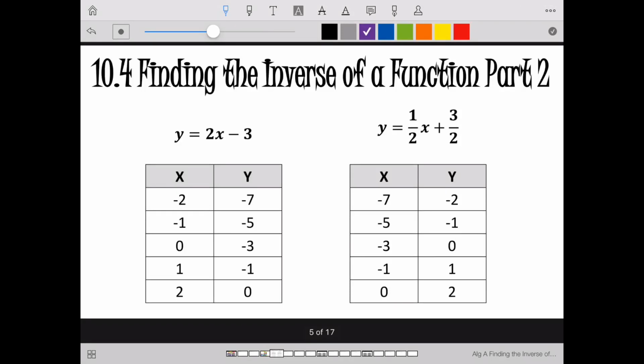Welcome back. We are here for part 2 of finding the inverse, which would be on page 12 of your booklet.